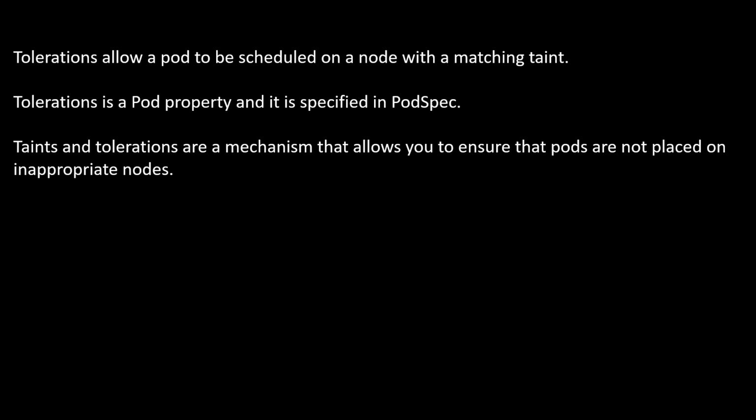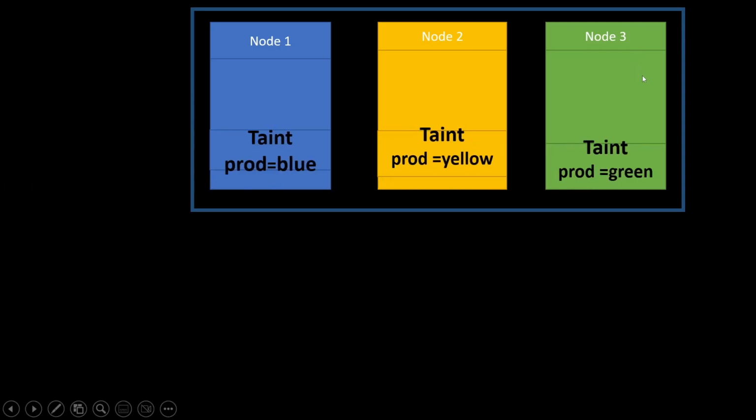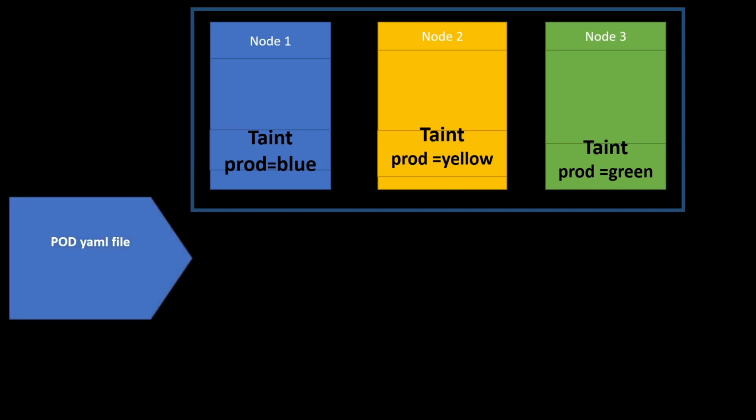Let's understand with the help of a 3D animation. We have three nodes in a cluster, node 1, node 2 and node 3. Further, we have added taints on all nodes. On node 1, we have set the taint prod equal to blue. On node 2, we have added the taint prod equal to yellow, and on node 3, we have added prod equal to green.